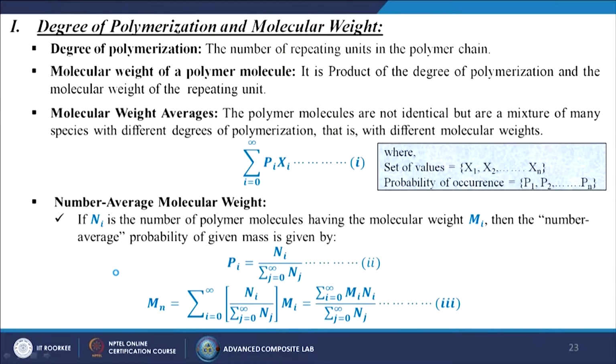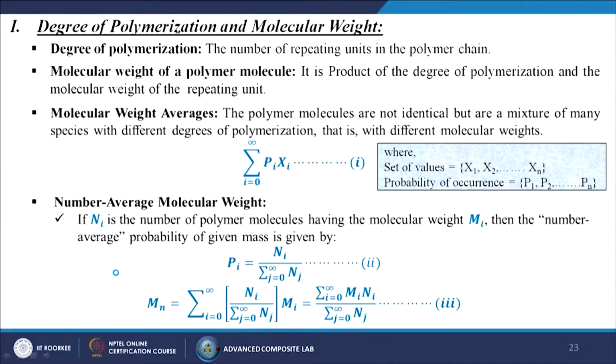Then what are the molecular weight averages? The polymer molecules are not identical, but are a mixture of many species with different degrees of polymerization, that is, with different molecular weights. So how do we give it mathematically?